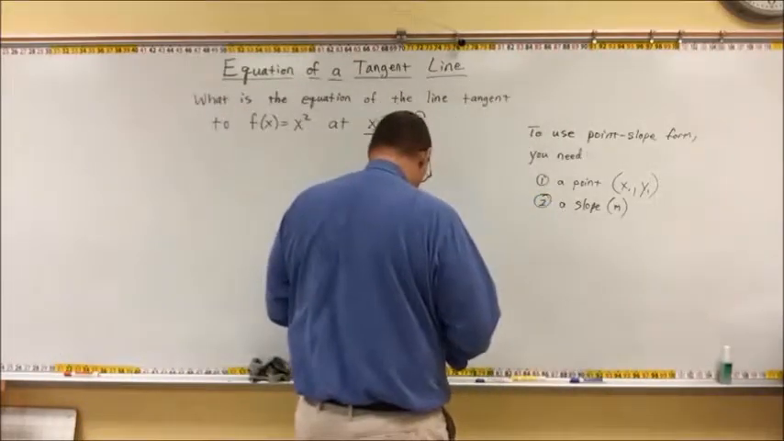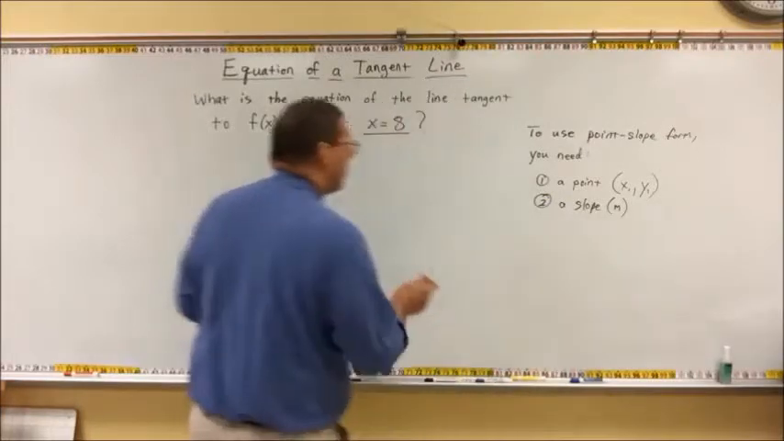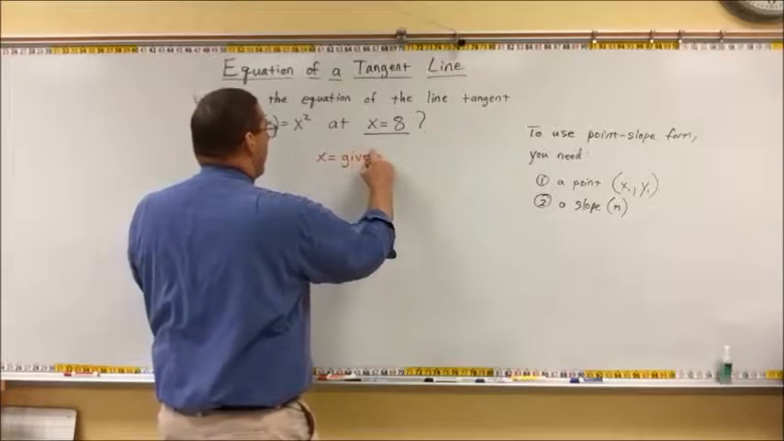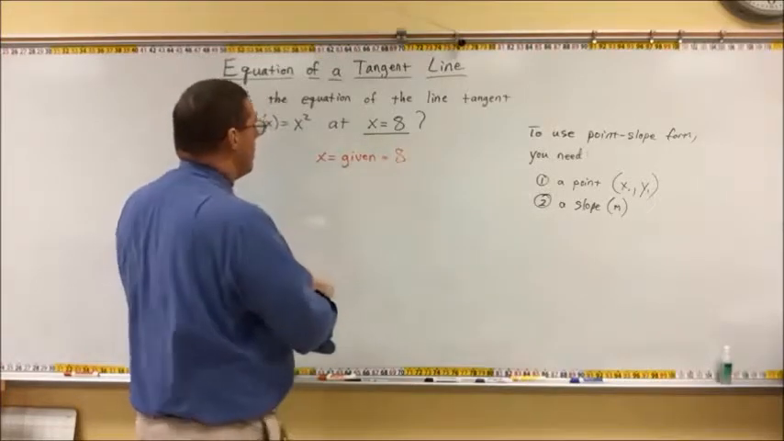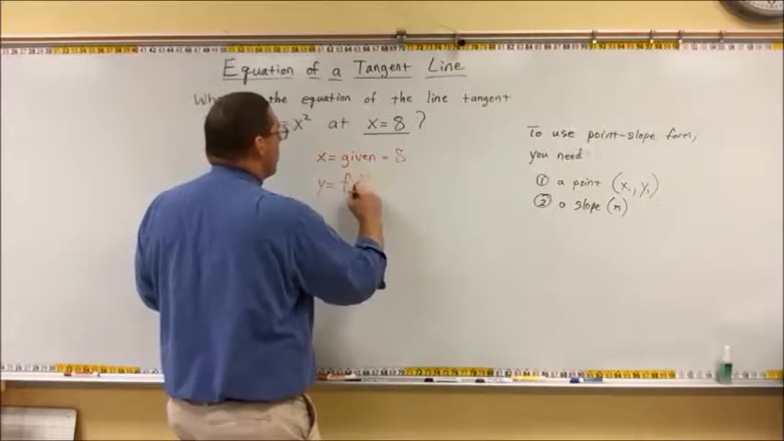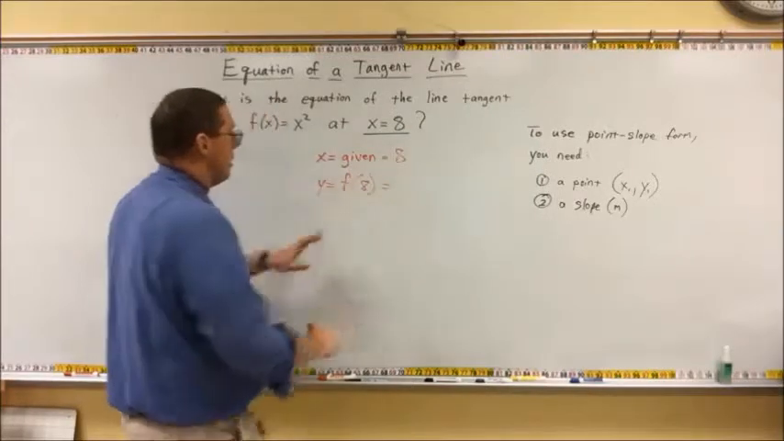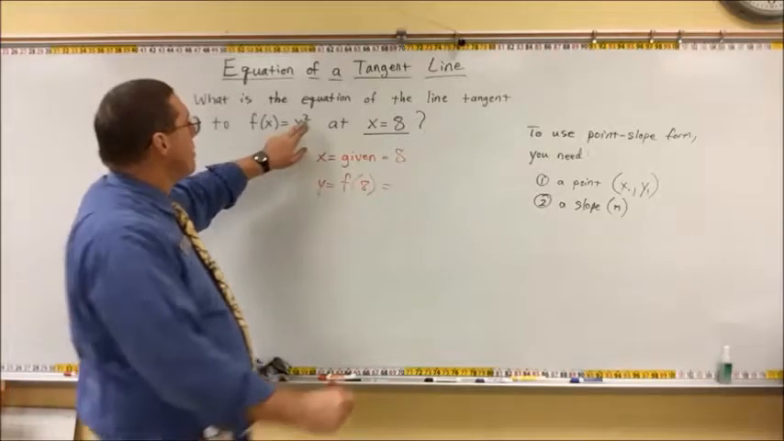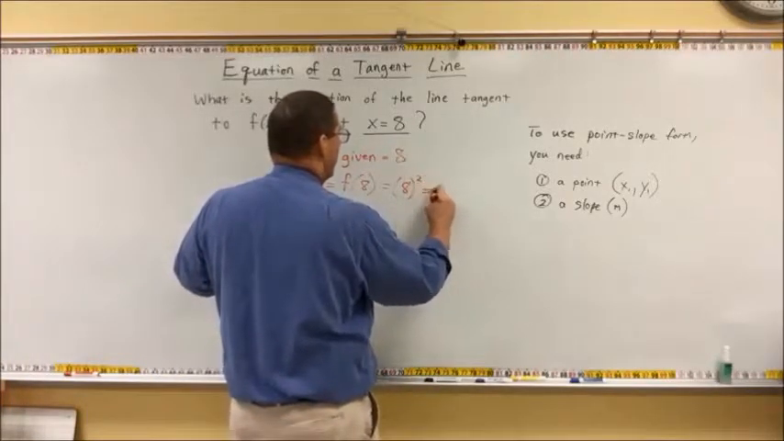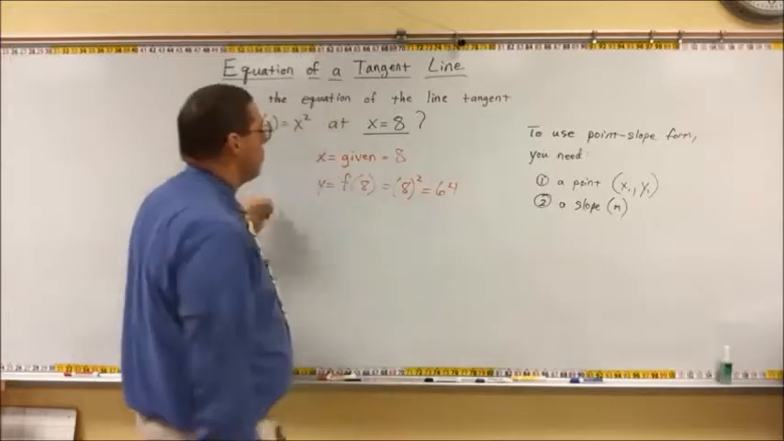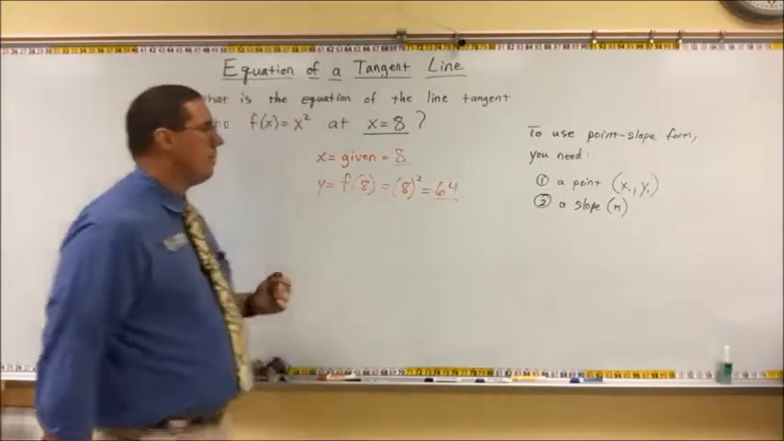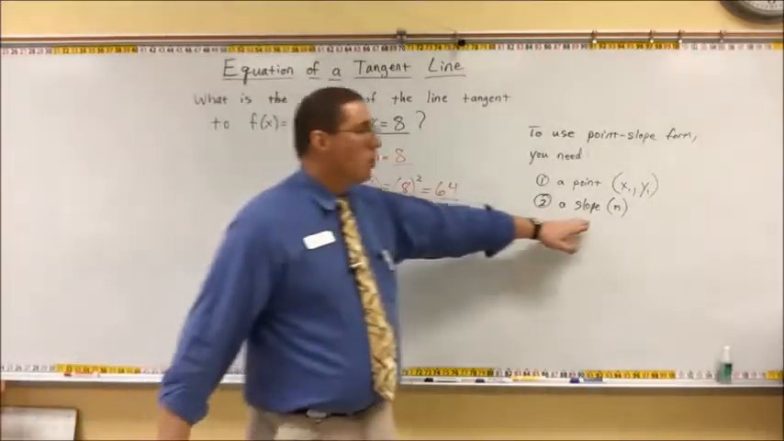Okay, let me change colors here. So, x is equal to 8, given, right? Y is going to be equal to the function when you plug 8 in, which in this case is going to be 8 squared, which is 64. So now we have x1, we have y1, and now we need a slope.